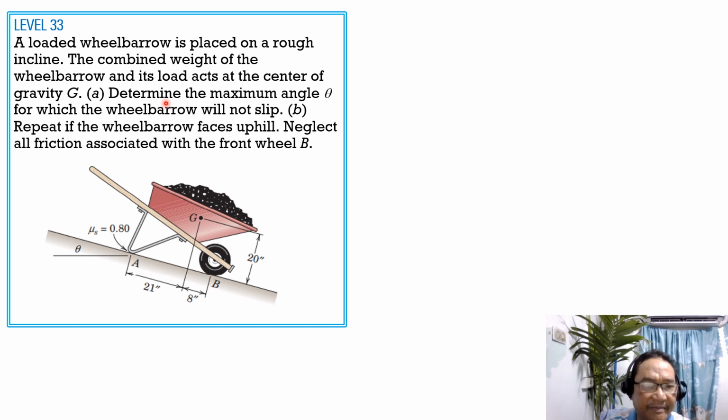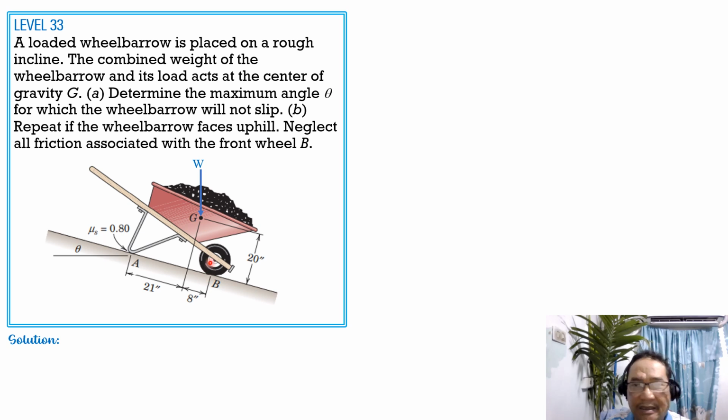So this is the given figure. And in this problem, because we are looking for the maximum angle theta for which the wheelbarrow will not slip, the frictional resistance is maximum, and it is equal to mu sub s times the normal, and it only occurs at A.